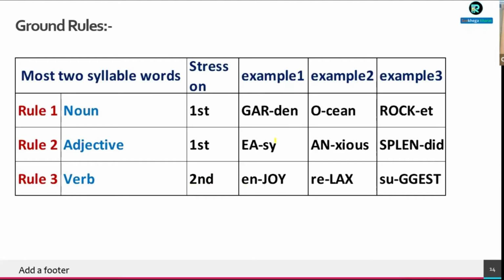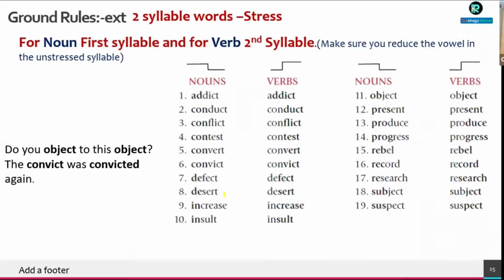Can you pronounce all these once again? Garden. Ocean. Rocket. Easy. Anxious. Splendid. Enjoy. Relax. Suggest. Very good, very good.